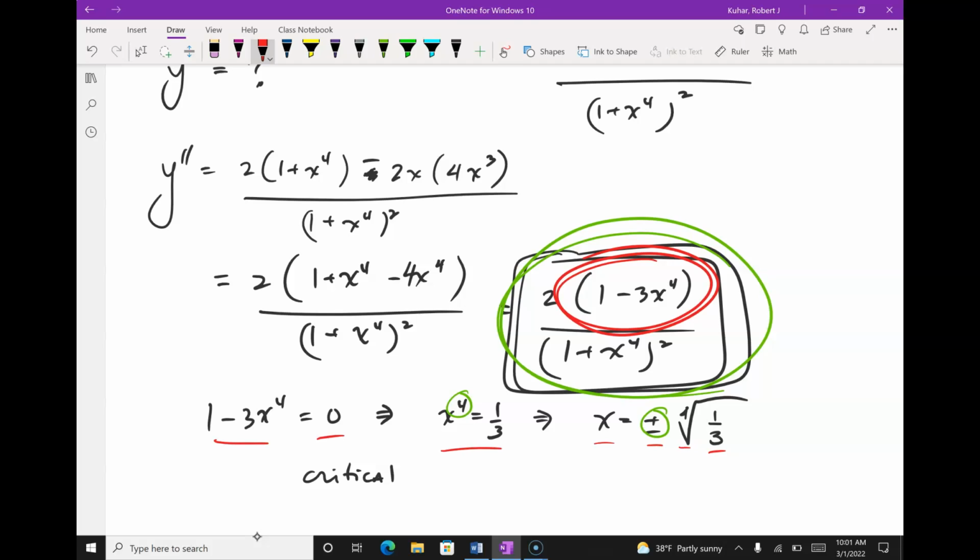Is there a critical value for the denominator? There is none, right? Because x plus x to the 1 plus x to the 4th is always positive. So that denominator can never be 0.